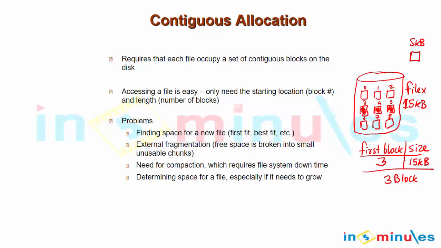So let's try to see what we have in this slide. It requires each file to occupy a set of contiguous blocks on the disk. As we have explained over here, it would be stored continuously, one file after another. Then second thing, accessing a file is easy. The only need is the start location, as we have said over here, and the length, that is the number of blocks. So instead of 15 KB we can say 3 blocks, as I have mentioned now. But there are some serious problems.